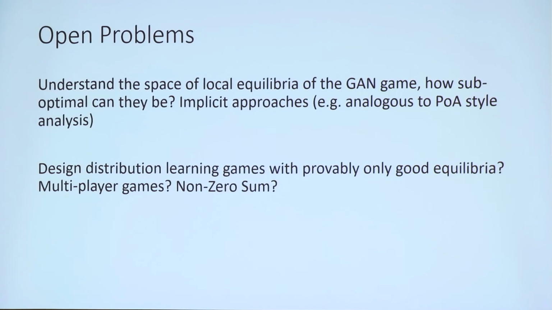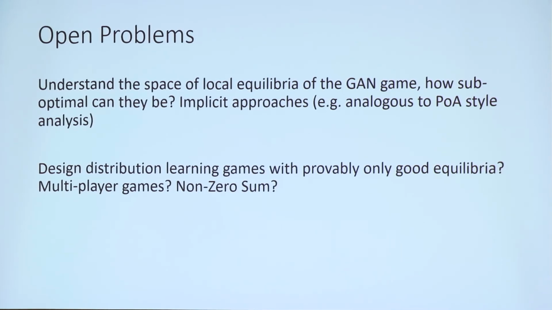Again, the open problems here: there are partial results, but I still view these as open problems, to understand the space of local equilibria of the GAN game, of different GAN games, and how suboptimal these equilibria can be. We might be able to apply implicit approaches for characterizing properties of these equilibria. This is a recipe that has been proven useful in our community, like the price of anarchy analysis. Maybe we can apply similar implicit approaches to argue about the quality of local equilibria of this GAN game, of this distribution learning game.